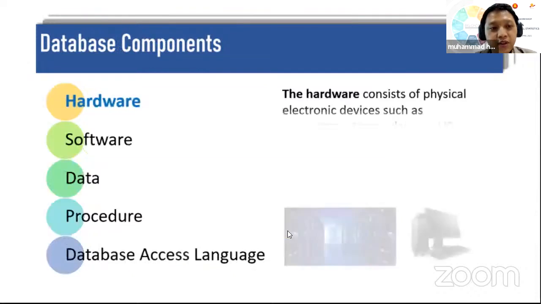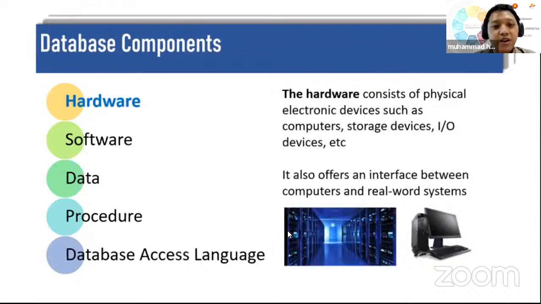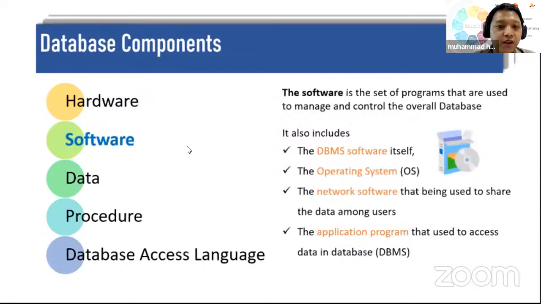For the first component of a database, we already know it is the hardware. It is the physical electronic devices such as computers, storage devices, input-output devices, and many more. The hardware also offers an interface between computers and the real-world system. The second is the software. The software is the set of programs used to manage and control the overall database. It also includes the database management system, the operating system, the network software, and the last one, the application programs used to access the data, maybe the client program or the server program that connects to the DBMS.